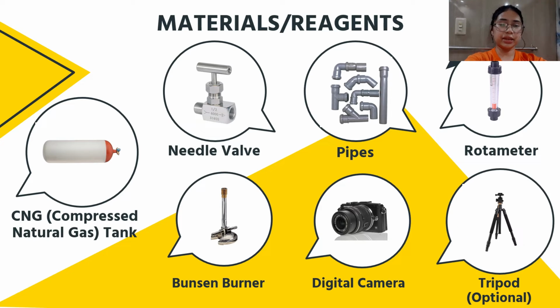For the materials we used: CNG, or compressed natural gas tank, needle valve, pipes, rotameter, Bunsen burner, digital camera, and tripod, which is only optional. These materials need to be prepared beforehand and in good condition to prevent unexpected circumstances while doing the experiment.